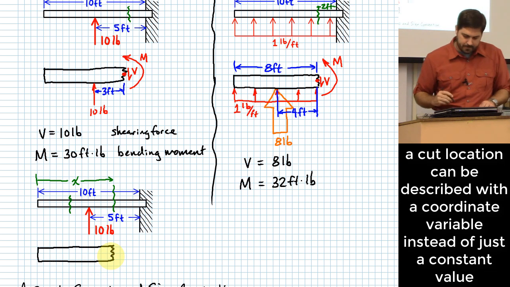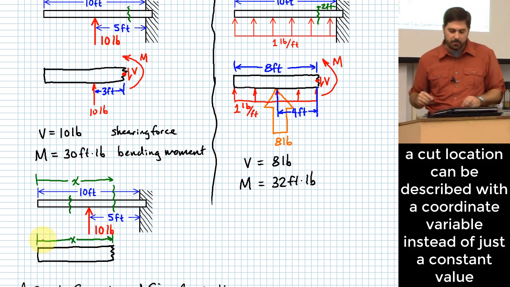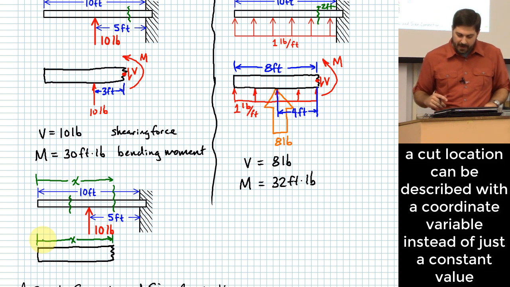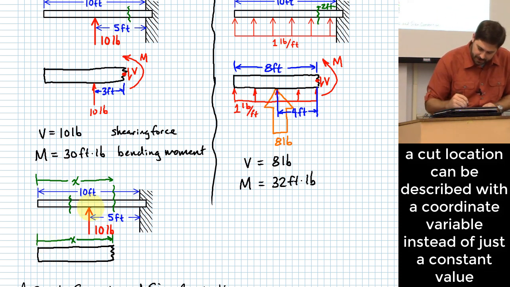Okay. But now we're going to go ahead and leave it with a value of x. We're not going to say exactly what x is. We're just going to say x is somewhere between 5 and 10 feet. Okay. Now what's different?